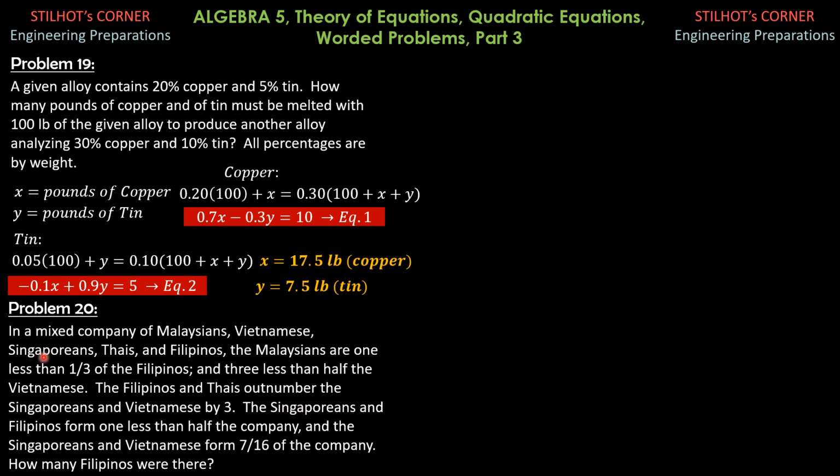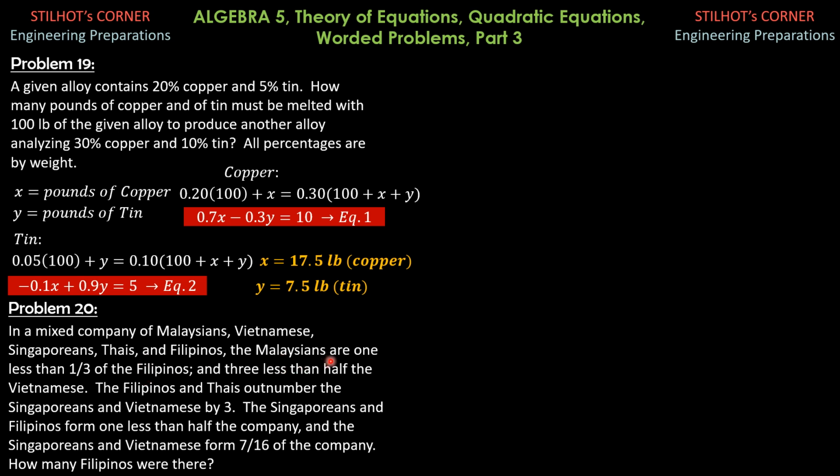So let's have the first algebraic translation. We have 5 different nationalities: Malaysians, Vietnamese, Singaporeans, Thais, and Filipinos. We're looking for the number of Filipinos, but we will also look for the others just to complete the solution to this problem.